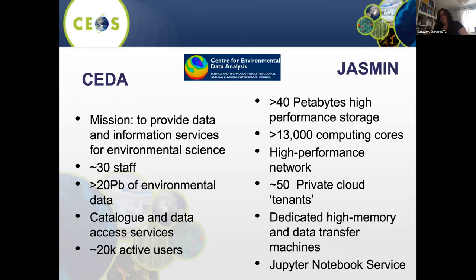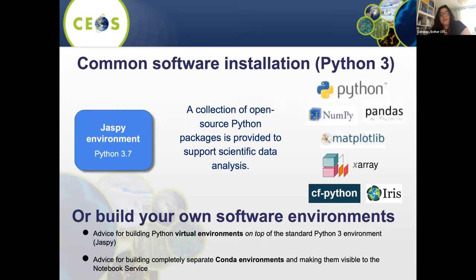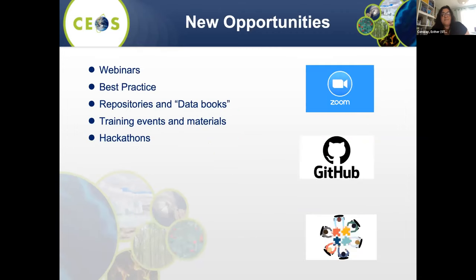It can be data that you're developing. It can be data that you need to bring in from other locations. And again, we've got over 40 petabytes of high performance storage to enable that. And I think this comes to the earlier question about the common software installation that we've got on our common JASMIN machines that have got a standard deployment of Matplotlib, of NumPy, of Python, of Xarray, but you also have the capability of building your own specific software environments to use.